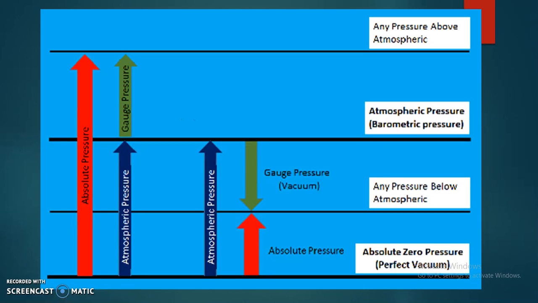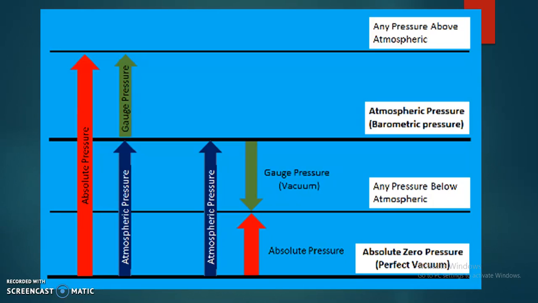Now from this graphical representation, I want to explain the absolute pressure, the atmospheric pressure, the gauge pressure, and the vacuum pressure. As we see, the absolute pressure is the total pressure from 0 to any pressure above the atmospheric pressure. The summation of all the pressure is known as absolute pressure.